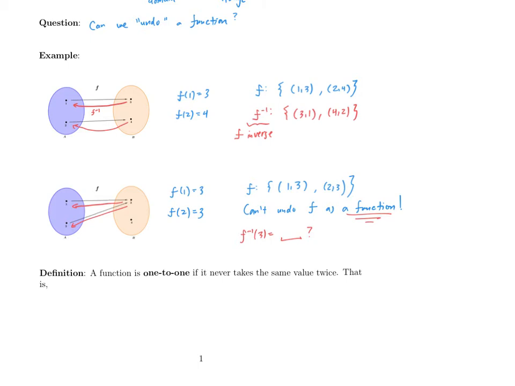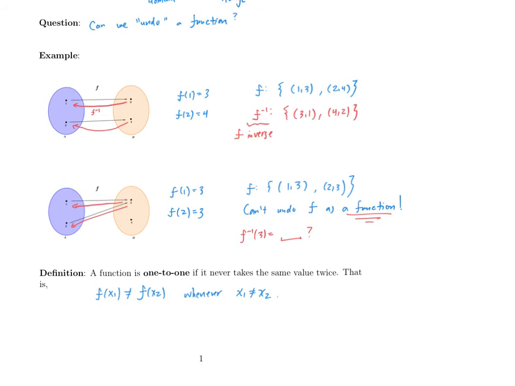And in terms of some more mathematical language, we would say that this function is not one-to-one, whereas the function above that we were able to undo is one-to-one. So what do I mean by this? A function is one-to-one if it never takes the same value twice. And we can write this a bit more analytically as well. That is, we can say f of x1 is not equal to f of x2, so the function values are not equal, whenever x1 is not equal to x2.